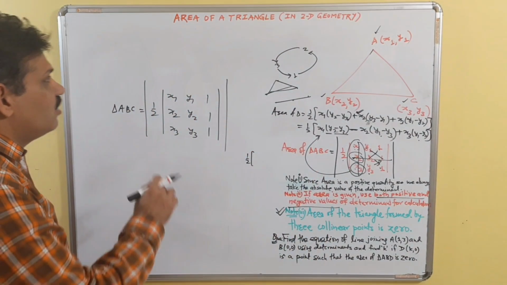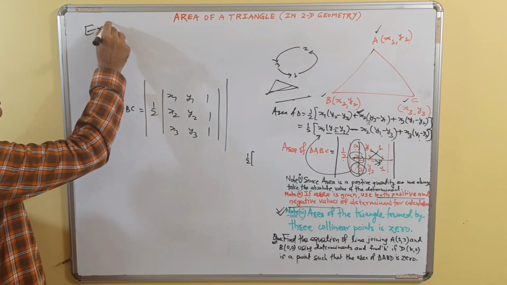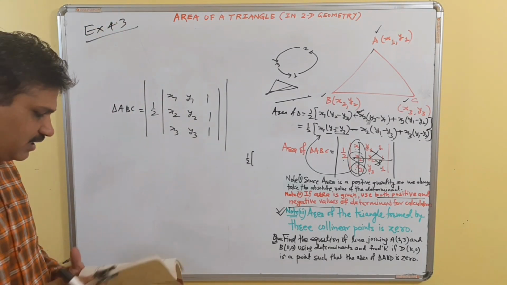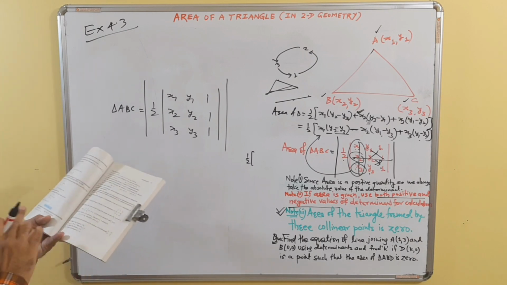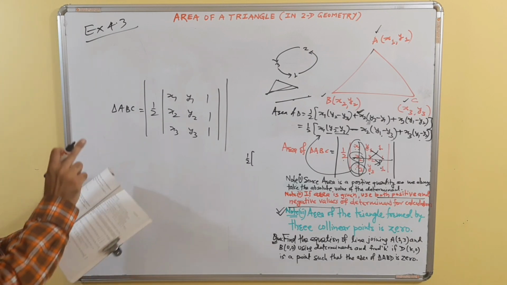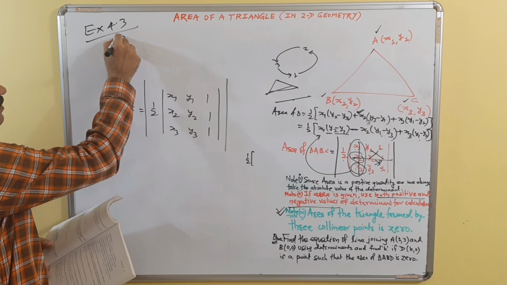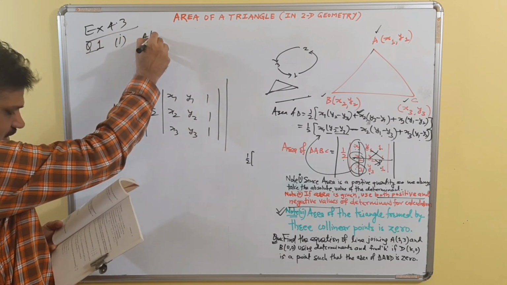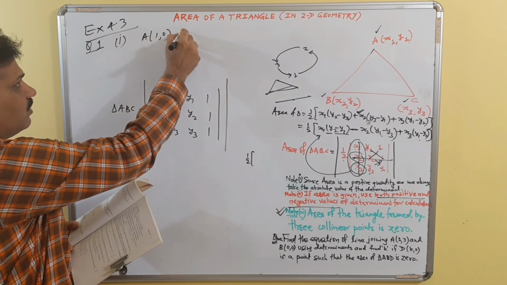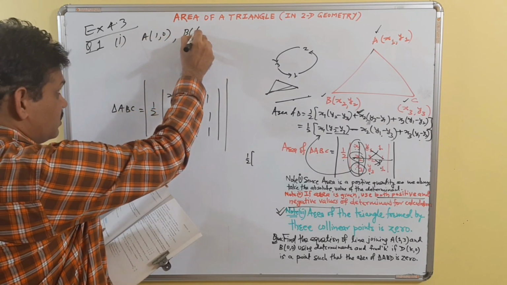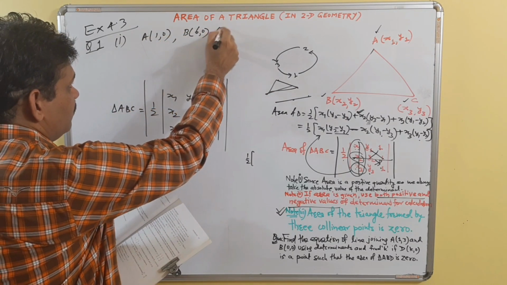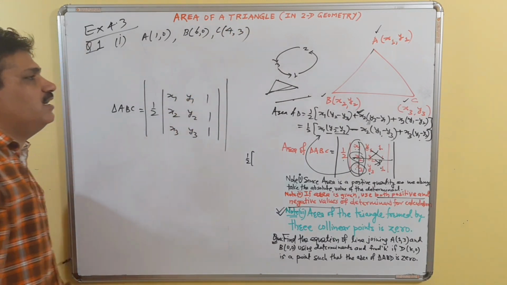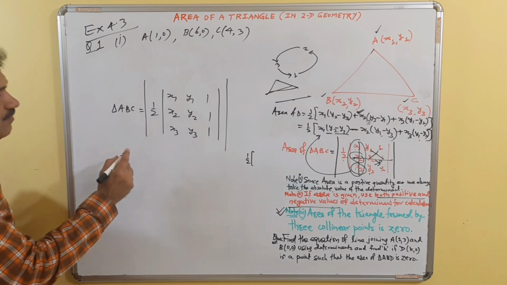Let's talk about it. The very first question of exercise 4.3 is to find the area of the triangle. It has 3 parts. Find the area of the triangle with vertices at the points given as follows. The first point, say A, is 1, 0. The second point is B, say 6, 0, and the third point, say C, is 4, 3. Find the area of the triangle ABC.